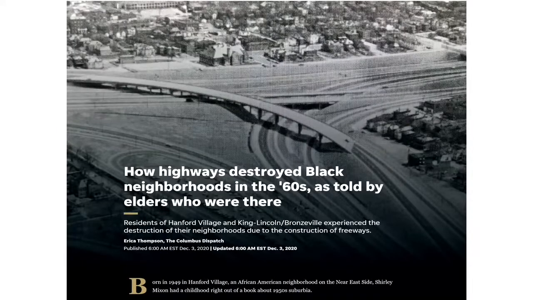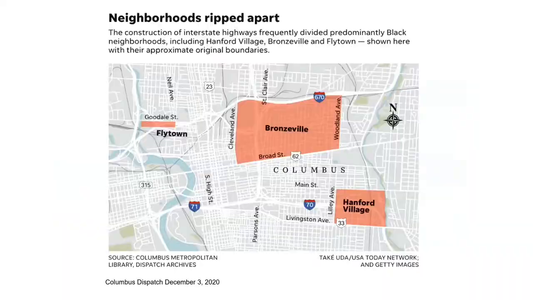In the 1960s, construction on the freeway system began dividing neighborhoods, primarily historically Black neighborhoods in Columbus. Many residents of Hanford Village and King, Lincoln, Bronzeville that grew up in these neighborhoods still live there to this day. One of the major highways that we face is I-70. This map from the Columbus Dispatch shows the approximate locations of these neighborhoods. King, Lincoln, Bronzeville, and Hanford Village still exist today, though divided or much smaller in scale. Flytown, however, was simply erased.